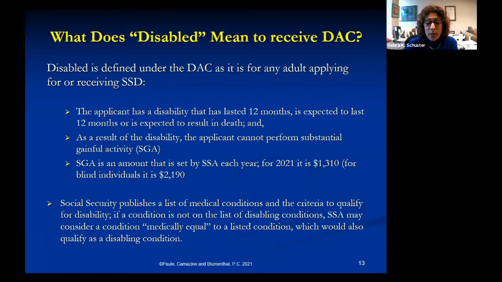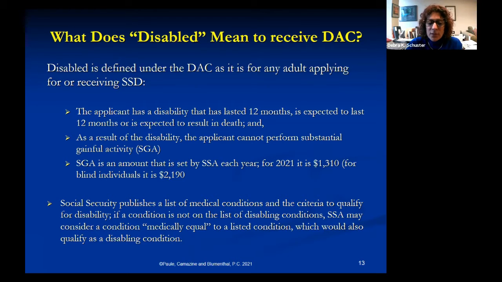And for 2021, it is $1,310. For blind individuals, it is $2,190. So it varies. Medicaid also has blind pension and amounts that people can receive. So these amounts can vary.